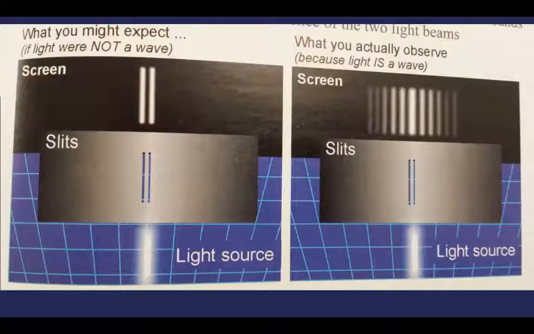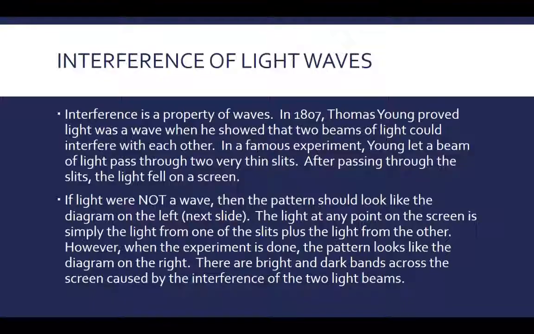So if light were not a wave, you would just see two lines as the particles went through those two slits and you'd be done. However, when you go ahead and take a look at this, the light at any point on the screen does not show that, but instead shows a pattern of light and dark bands, with the brightest obviously being in the center, where there's actually a block between the two.